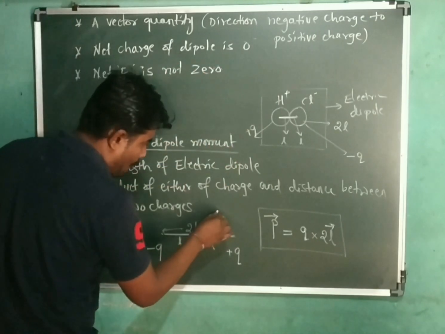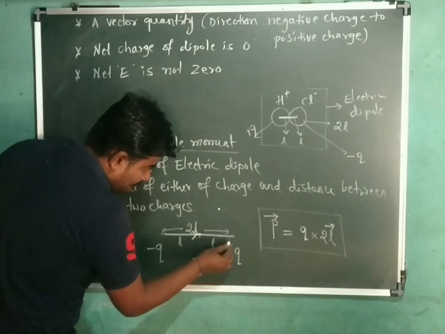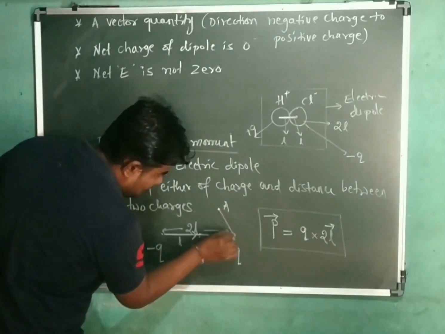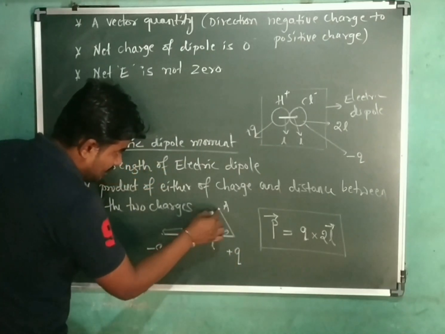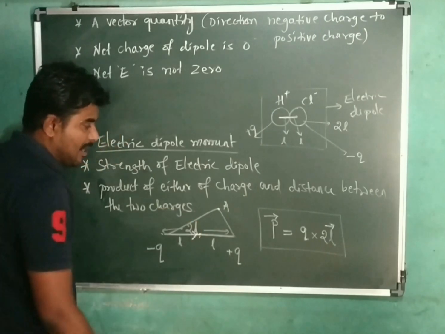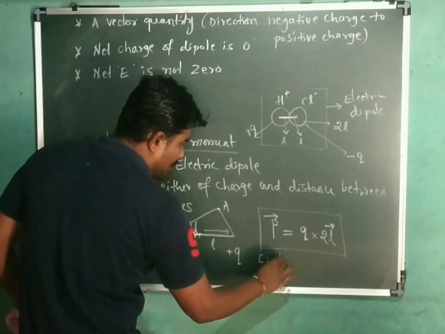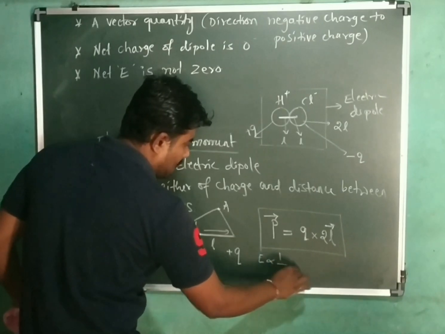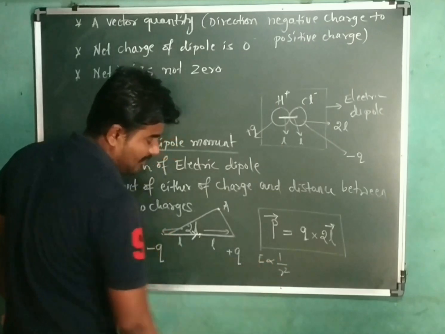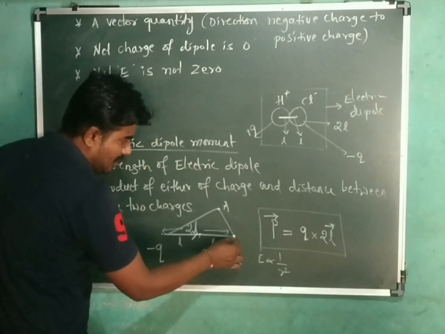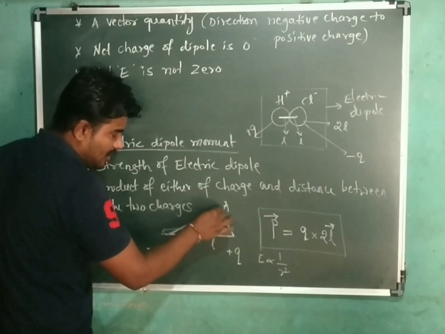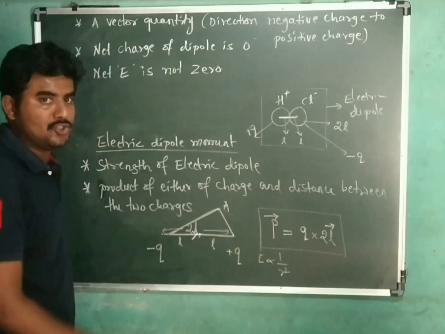because if I consider a point here, say it is A point, this A point is at this distance from plus Q, and this A point is at this much distance from minus Q, and electric field is depending on what? It is depending on distance. As distance increases, electric field decreases. As distance decreases, electric field increases. As you can observe here, this distance is small, this distance is large. Therefore, at this point, the net electric field is going to be non-zero.